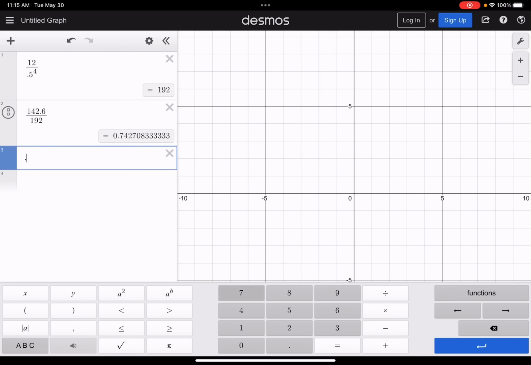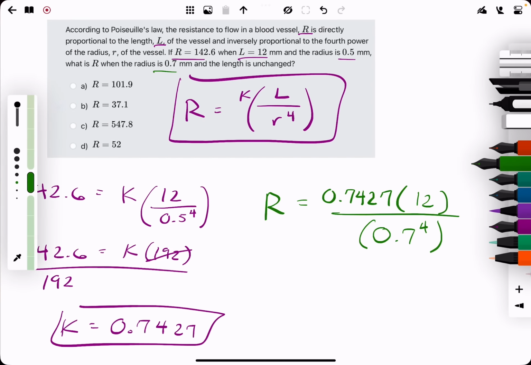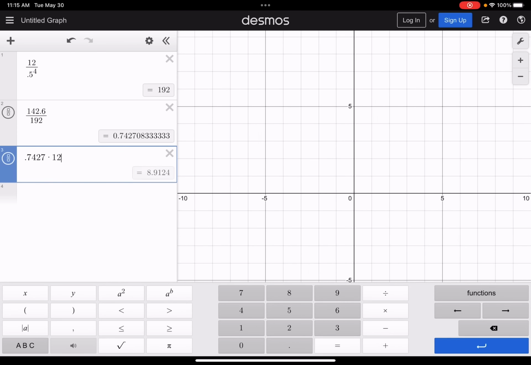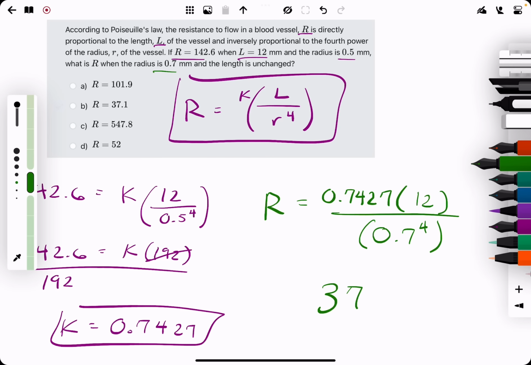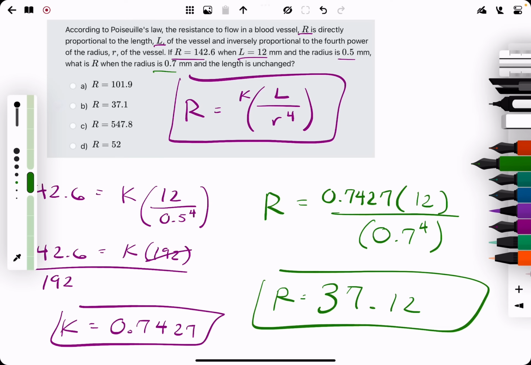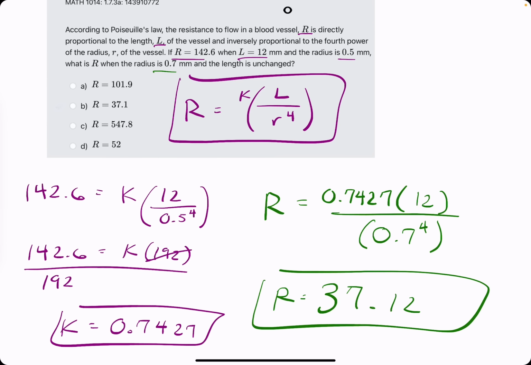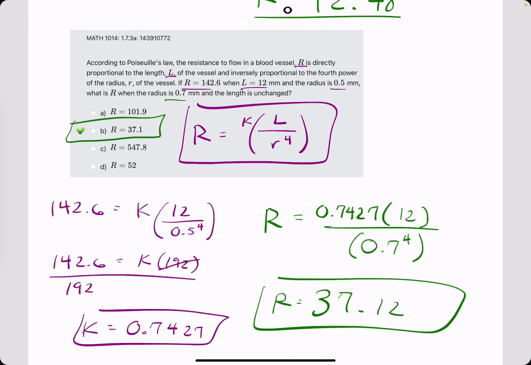We got 0.7427 times 12. Divided by 0.7 to the fourth, and we get about 37.12, 37.12 as our capital R, and that is equivalent to option B there.